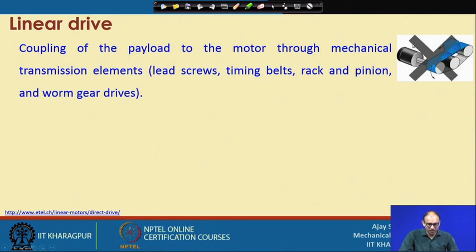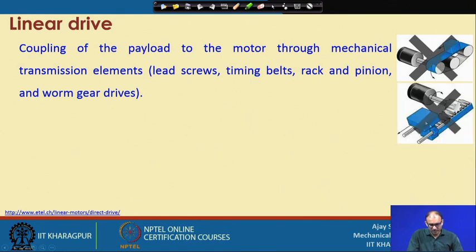So, we always have a mechanical coupling, that means coupling of the payload to the motor through a mechanical transmission element. Here we are using a belt drive. Then there is the rack and pinion: suppose you put some component, and you give motion to this motor, then the rack and pinion will move, and because of that you get a linear motion of this part. Then there is a recirculating ball screw, where you can also get this motion.